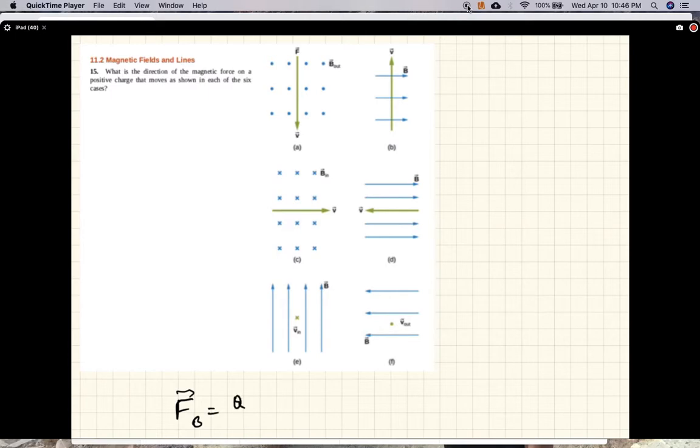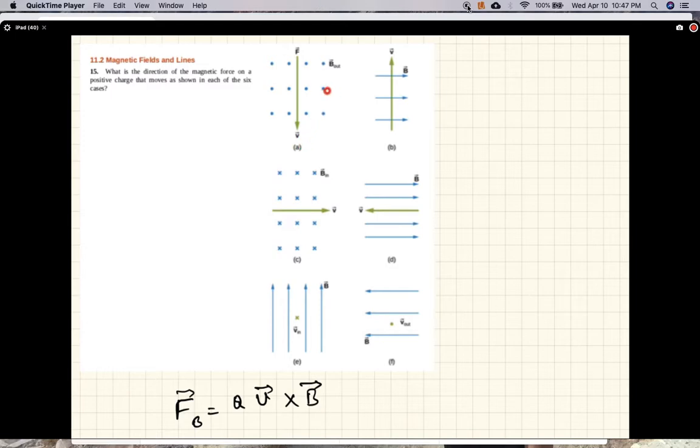It's Q, the charge of the particle, times its velocity crossed with the B vector. And to find the direction of this force, we're going to use the right-hand rule. The right-hand screw rule says that when you turn a screw from the velocity direction to the magnetic field direction, from V to B, the force is in the direction in which the screw moves. So let's look at part A.